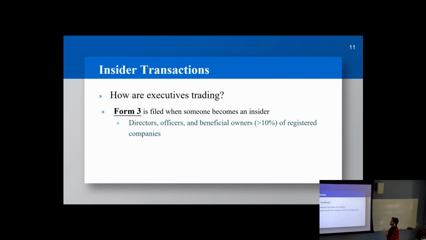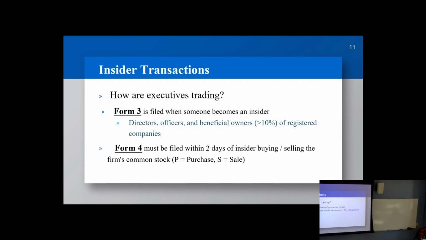Also of important note are insider trades, right? So how are executives trading? Insiders are defined as directors, officers, and beneficial owners, so people who own more than 10% of the equity of any publicly registered company. They're going to have to file a Form 3, which is just noting, okay, this person is now an insider and they have securities. Once you've filed a Form 3, you're also required to file Form 4s when you buy or sell securities of the company that you are an insider of.